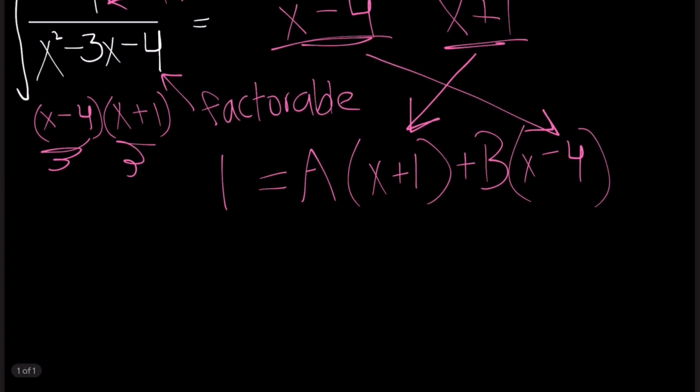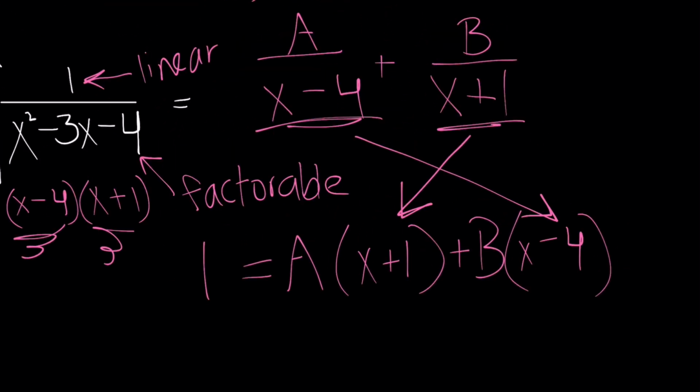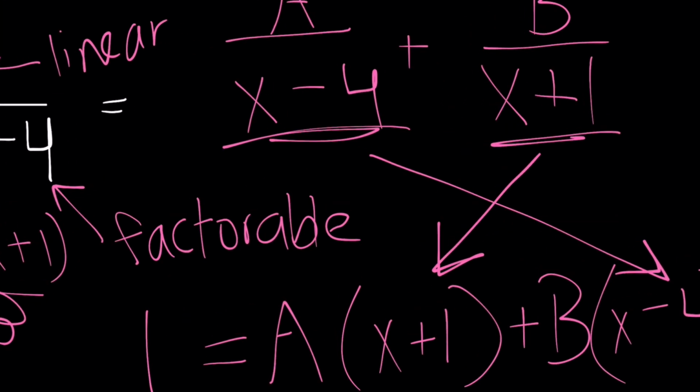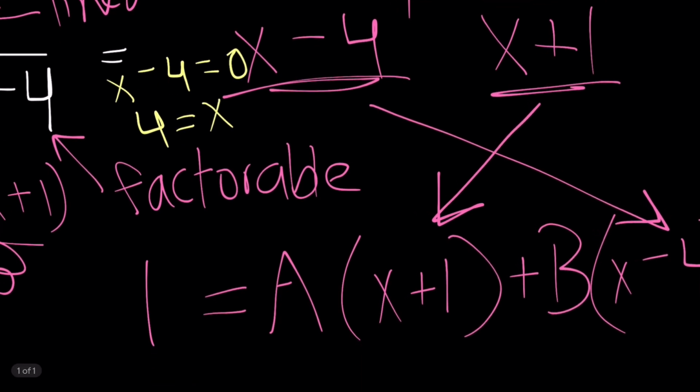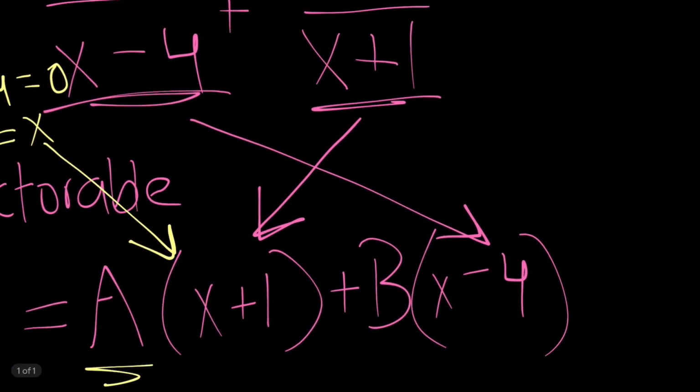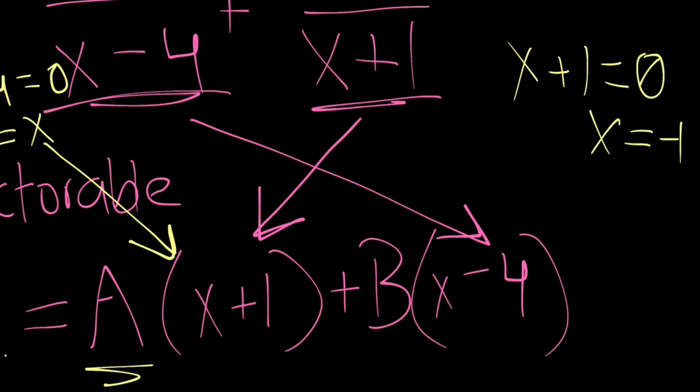Now, how am I going to do that? Well, we need to solve for the zeros of this equation. So x minus 4 is going to equal 0, and 4 is going to equal x. So I'm going to be plugging in 4 into x to solve for A. Now over here, x plus 1 is equal to 0, and x will equal negative 1. So we're just solving for the zeros of this equation, and then we're going to plug it into this equation to solve for B.